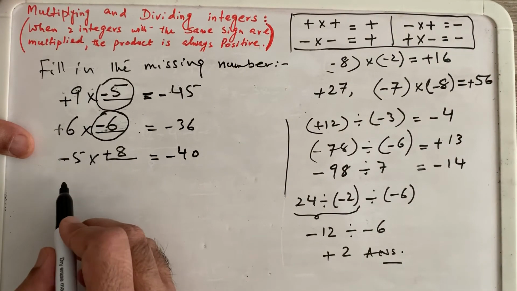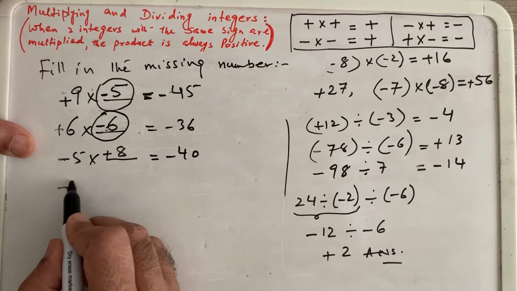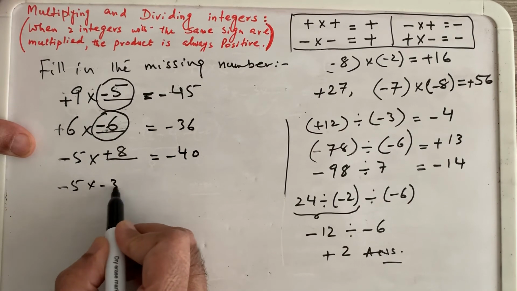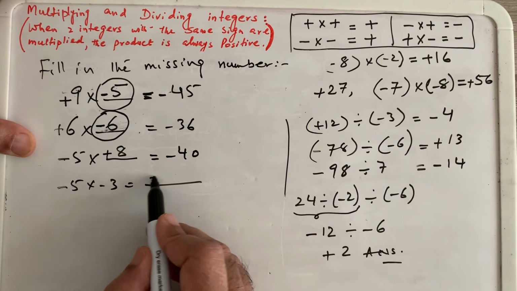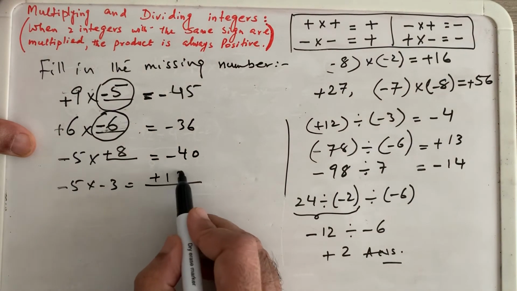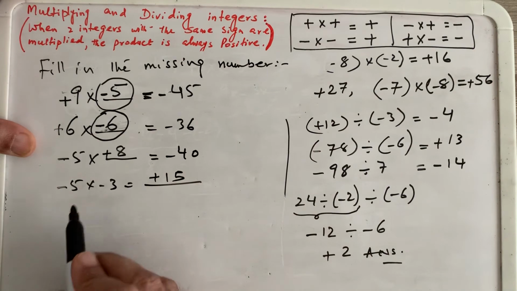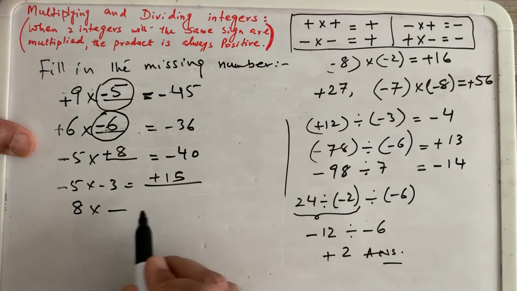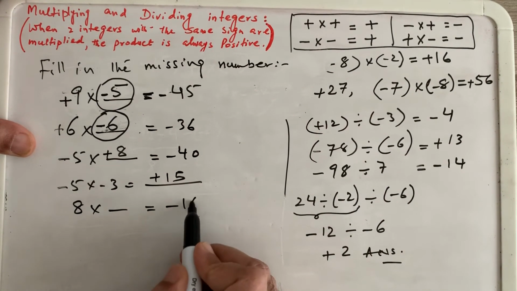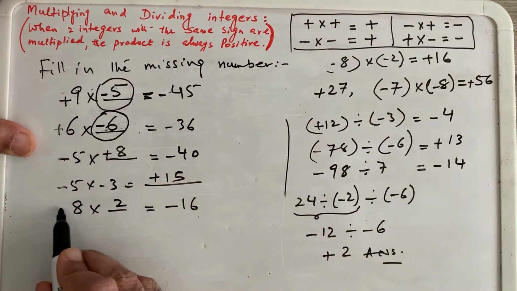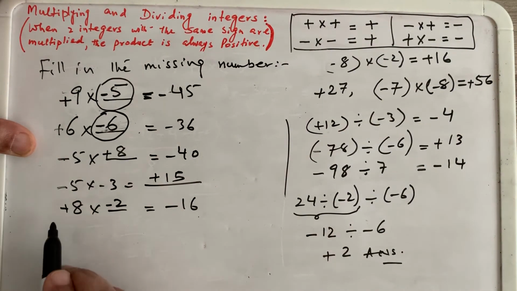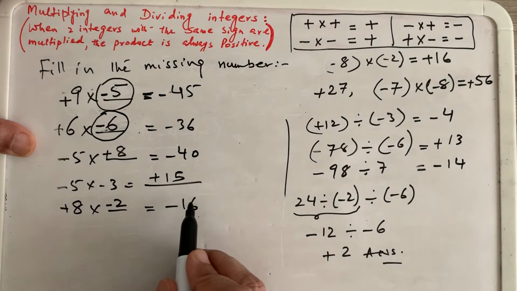For more practice, you can say minus 5 times minus 3 blank. Now you multiply, negative times negative is positive. 5 times 3 is 15, right? Or 8 times blank is equals to minus 16. 8 times 2 is 16. But how to get negative sign? This is plus, so this should be minus. Plus times minus is minus.